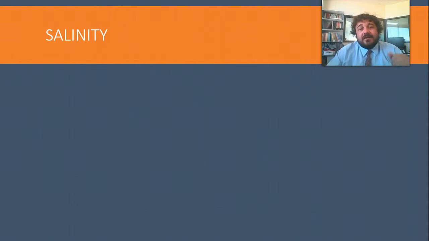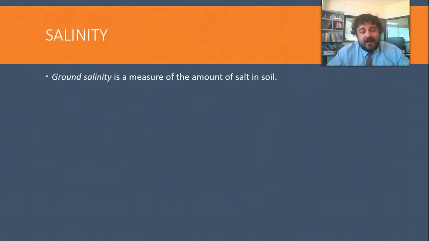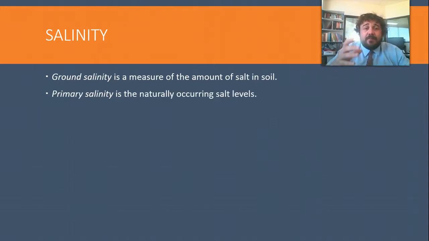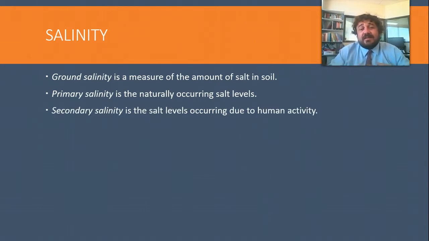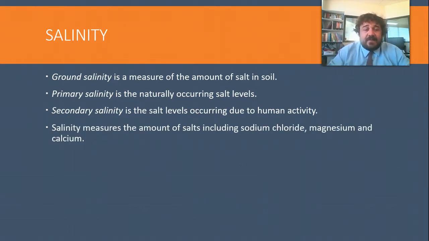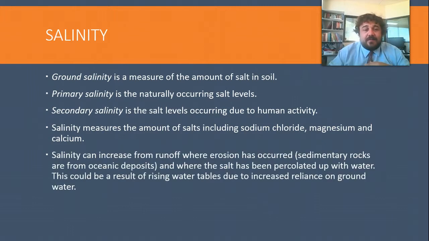So let's move to something that's almost as depressing: salinity. Basically, ground salinity, as you know by now, is a measure of the amount of salt in the soil. Primary salinity is the naturally occurring salt, and the secondary salinity is the stuff that occurs because we put it there or we did something. So secondary salinity is human impact. Now, it doesn't just measure table salts like sodium chloride, it also measures magnesium and calcium.